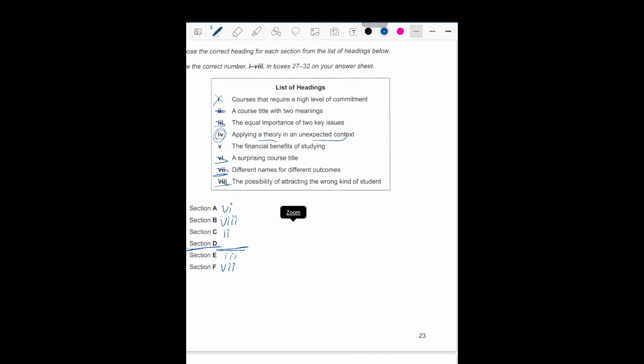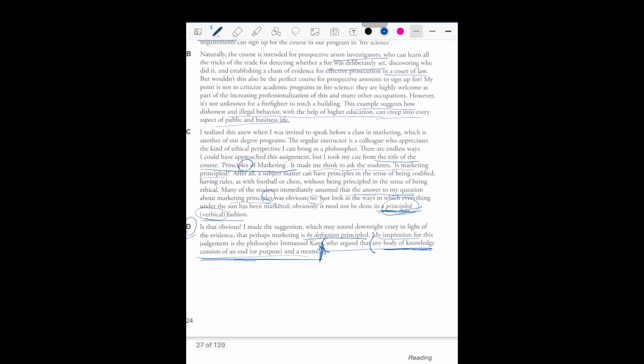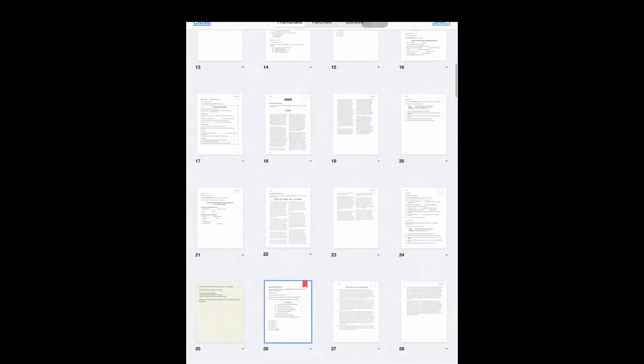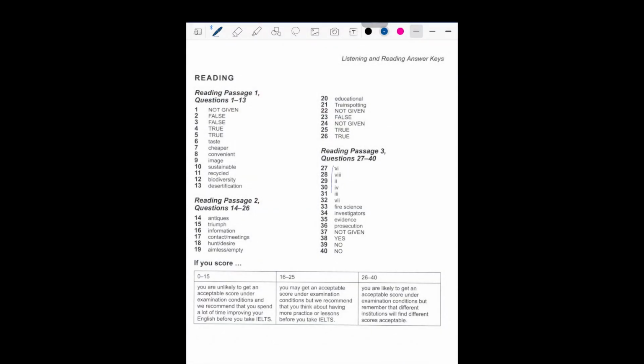The financial benefits of studying. Financial benefits. I don't believe paragraph D talked about financial benefit. No money was mentioned in paragraph D. Therefore, I would choose E. Okay, and let's look at the answer sheet here. Here we go. I believe you have answered everything correct.